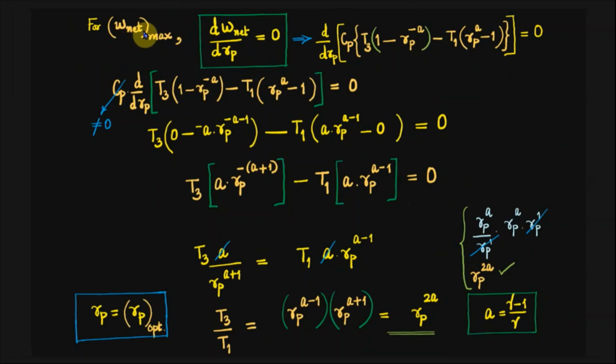So for W net maximum, what do we do? We take the derivative of W net with respect to the pressure ratio Rp and equate it to 0. Apart from Rp, the rest can be treated as constant because we are going to differentiate the expression for W net with respect to the pressure ratio. Now the pressure ratio alone is the variable here. So take the derivative of this expression with respect to Rp and equate it to 0. Even though this is a long expression, taking the derivative is simple.